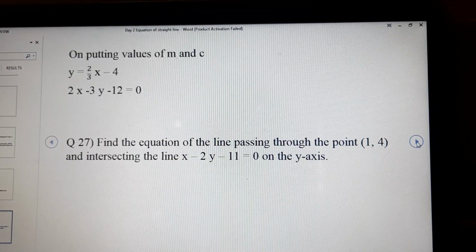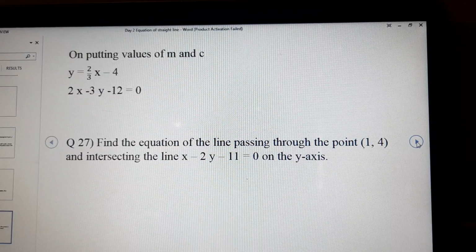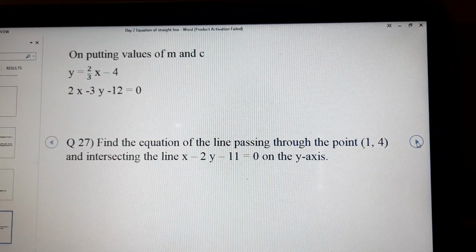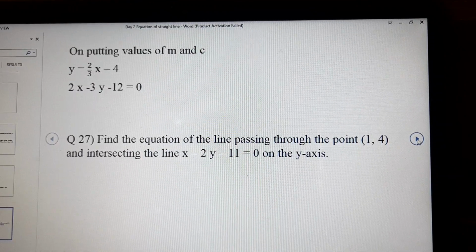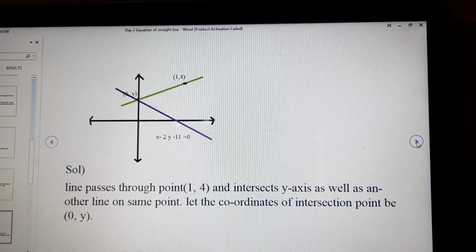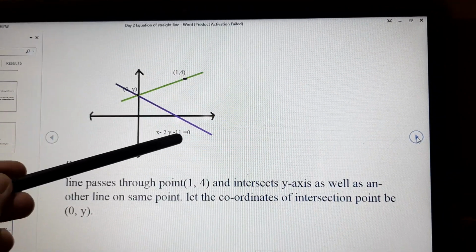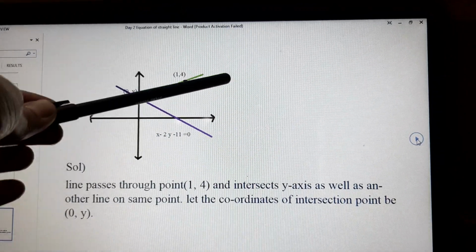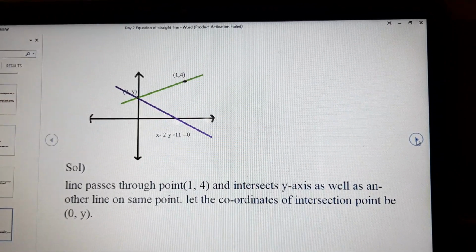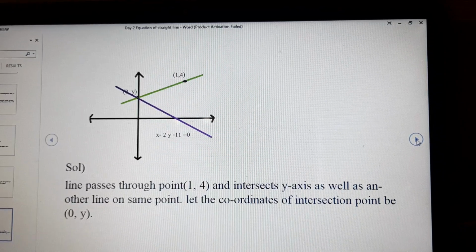Now question number 27. Find the equation of the line which passes through point 1 comma 4 and intersecting the line x minus 2y minus 11 is equal to 0 on y axis. See, you have to understand this. Purple line is actually x minus 2y minus 11 is equal to 0. Clear? And this green line is that line whose equation we have to find out. Clear? Equation of this green line we have to find out.